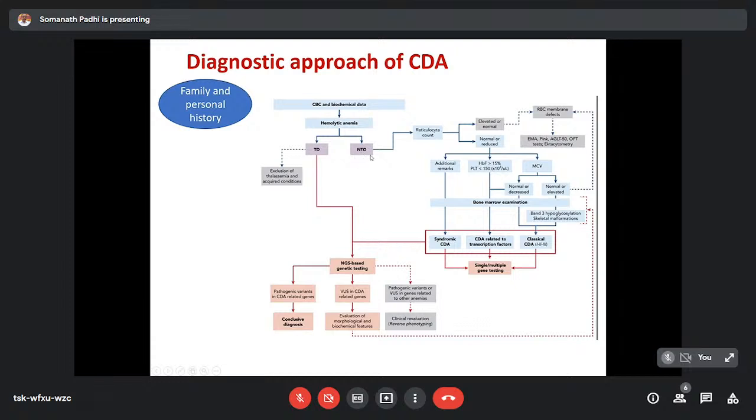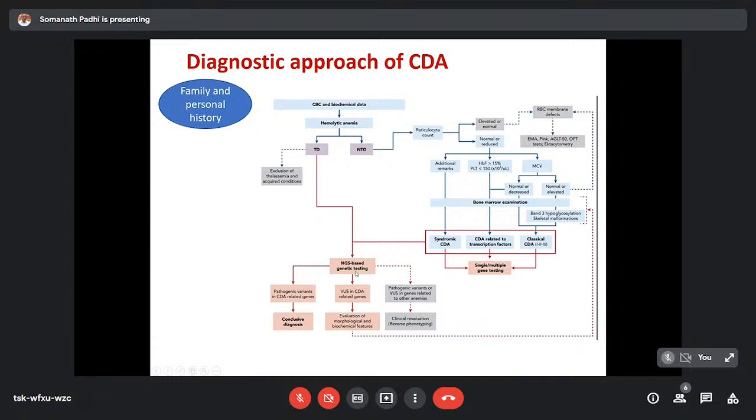But if it is a non-transfusion dependent anemia, then we have to look at the reticulocyte count. If it is elevated or normal, then we have to look for the possibility of an RBC membrane defect. We have to go for the eosin-5-maleimide test and osmotic fragility test to rule out hereditary spherocytosis. And if the reticulocyte count is normal or reduced, the important question is whether it is a case of CDA. Possibly CDA is still a possibility.